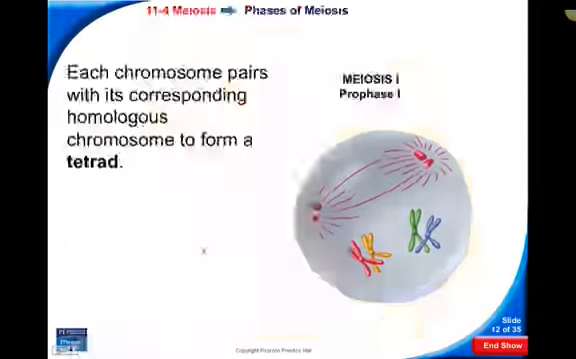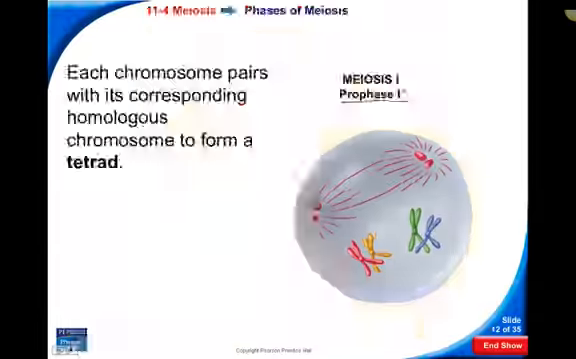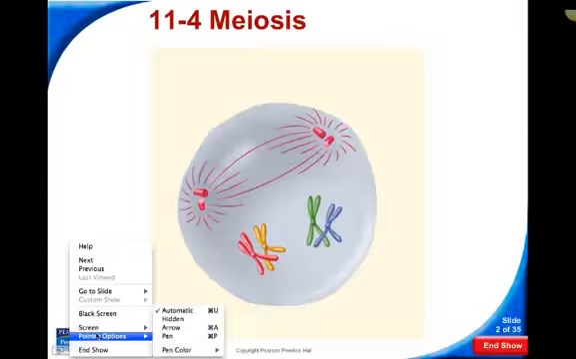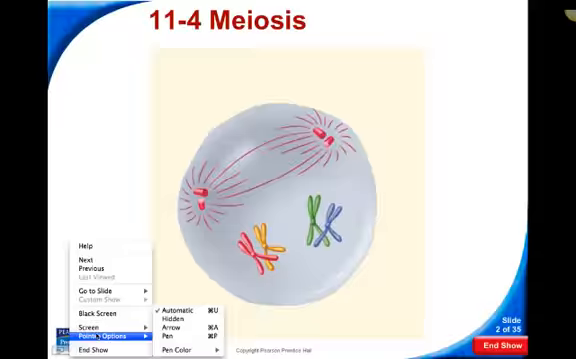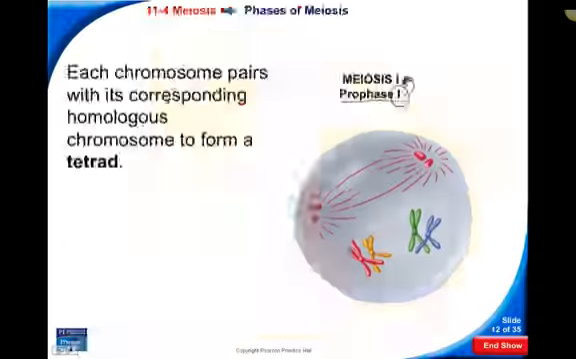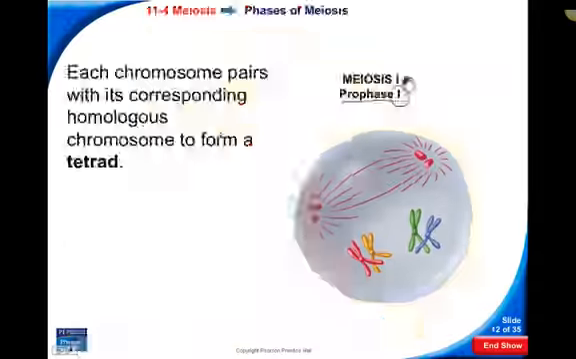Okay, so now we are in prophase 1. How can we tell what section of meiosis it's in? We have our 1, which means it's in meiosis 1. Okay, so each chromosome pairs with its corresponding homologous chromosome to form what's called a tetrad.